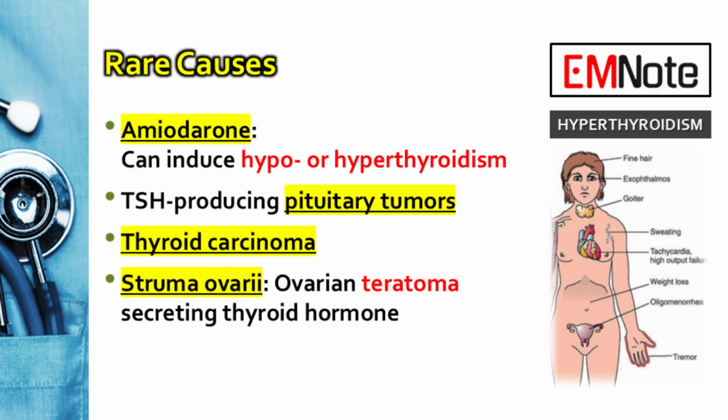Rare causes of hyperthyroidism include amiodarone, a medication that can induce either hypo or hyperthyroidism, and TSH-producing pituitary tumors, which stimulate the thyroid gland excessively. Thyroid carcinoma and struma ovarii, an ovarian teratoma that secretes thyroid hormone, are additional but less common etiologies.